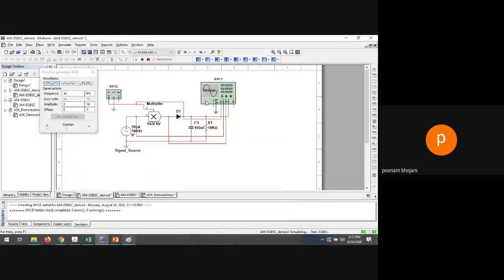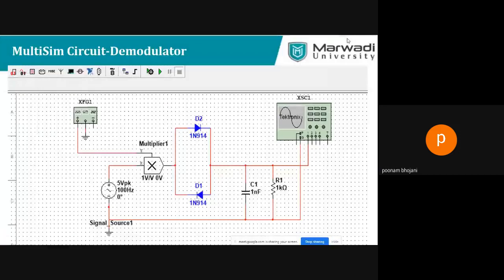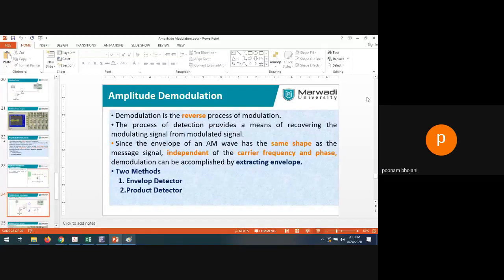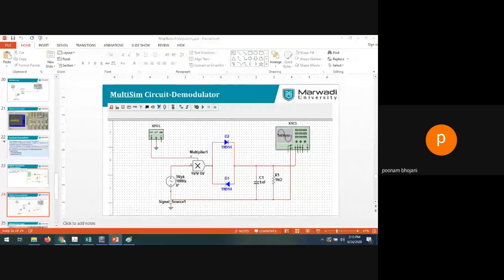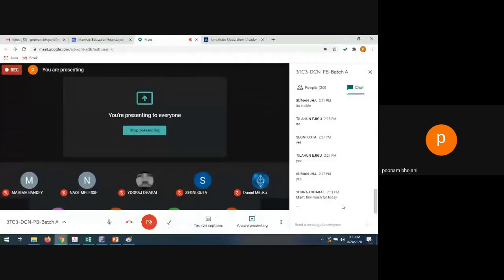Let me tell you, demodulation or any process at the receiver side will not be easy, because the signal is coming through the channel from a long distance, and it can be affected by so many parameters. So at the receiver side, you have to design a perfect circuit so that you can receive the message signal. It is a big task. Nowadays also it is a big challenge to receive a signal properly.